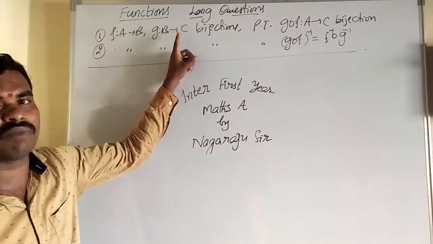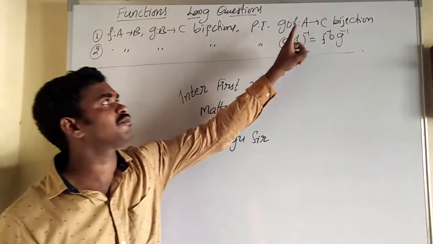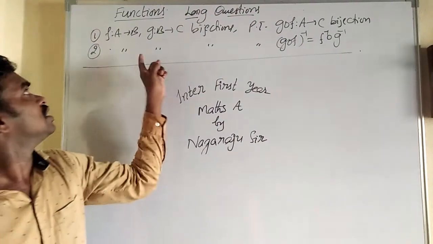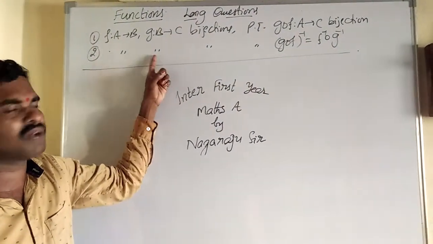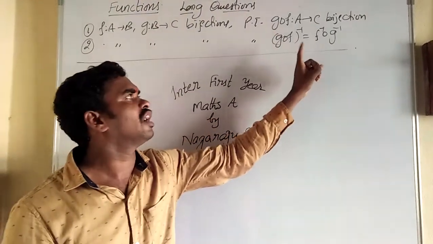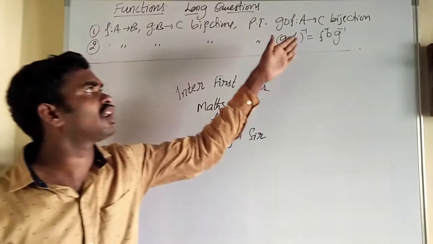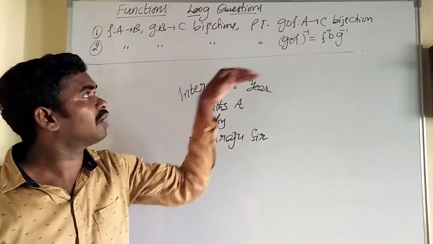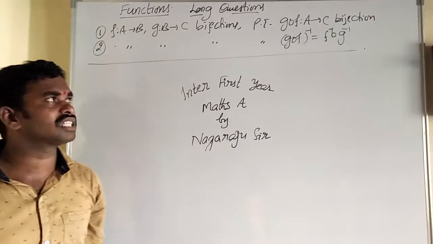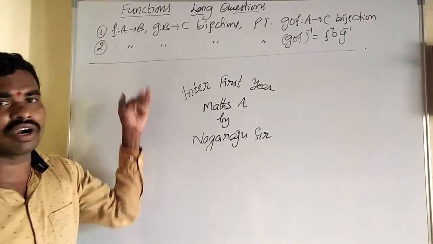Yesterday in the previous class we discussed the first theorem: F maps from A to B, G maps from B to C bijections, then prove that G circle F maps from A to C is a bijection. And the second theorem: F maps from A to B, G maps from B to C bijections, then prove that (G circle F) whole inverse equals F inverse circle G inverse. These two are very important, and two more important questions are there. Now in this class, we'll discuss the third and fourth.